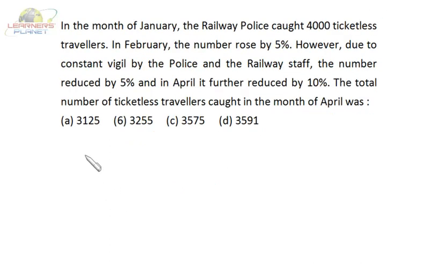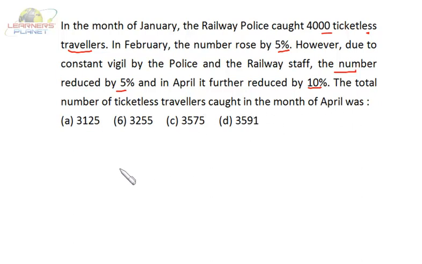Now let's see this problem. In the month of January, the railway police caught 4,000 ticketless travelers. In February, the number rose by 5%. However, due to constant vigil by the police and the railway staff, the number reduced by 5%, and in April, it further reduced by 10%. The total number of ticketless travelers caught in the month of April was.